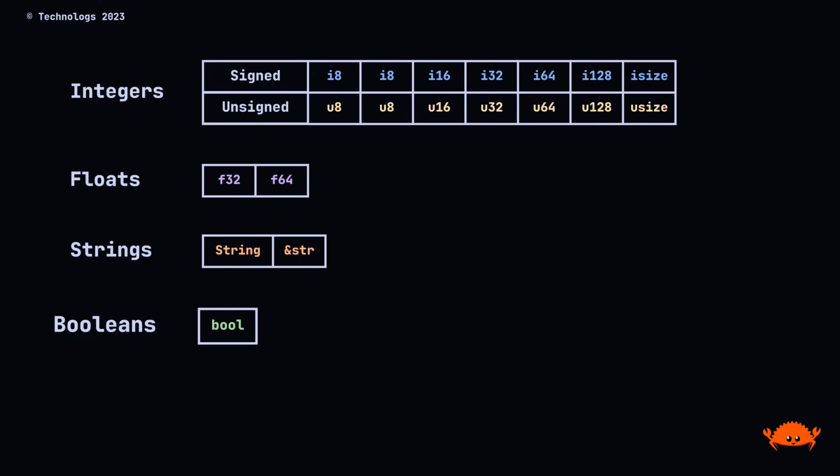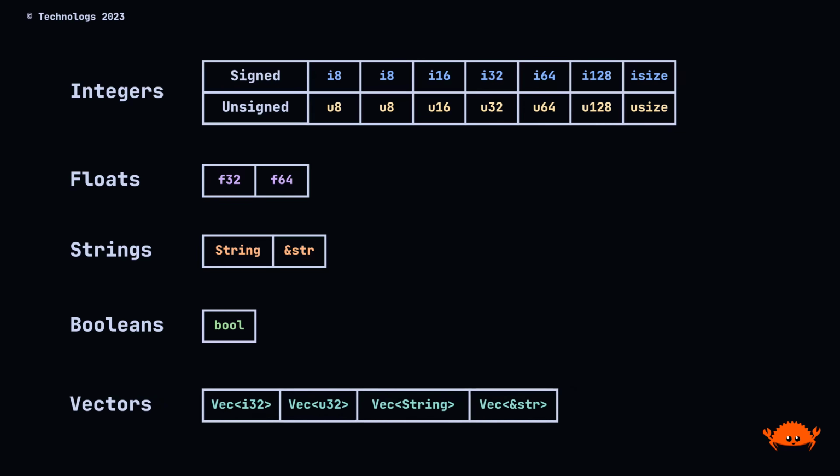Next, we will take a look at booleans. Booleans are one of the primitive data types that are found in any language. A boolean represents a value that is either true or false. In Rust, we can define booleans using the bool type.